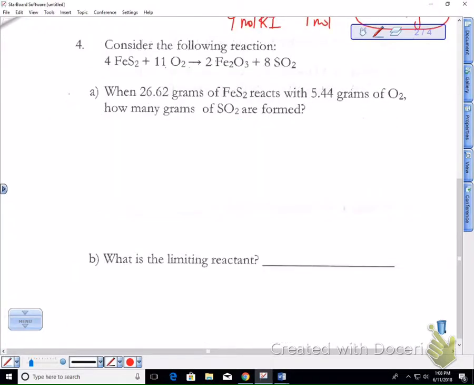And then finally, in example 4, I want you to work through this. I don't care which method you use. When I pop the answer up here in a moment, I'll be using mine, of course, but the answer won't change if you used method number 1. So hit pause, work through this, find the limiting reactant first, in other words, answer part B first, and then go back and calculate the grams of SO2 formed. Hit pause.